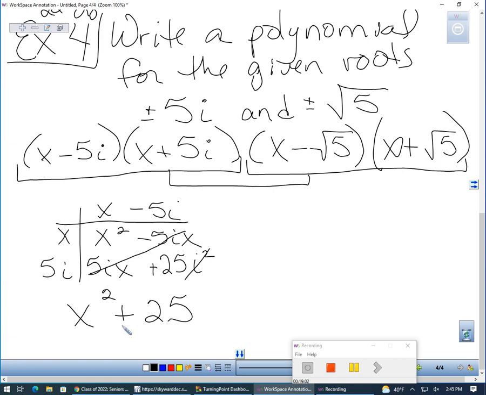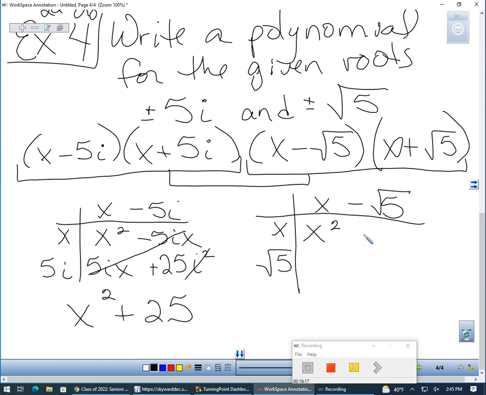Let's do the next one. All right, we have x minus square root 5 times x plus square root 5. X squared, negative x square root 5, positive x square root 5. And what's negative square root 5 times positive square root 5? How about negative 5? Right? Because you have your negative here, and then square root times square root, they cancel. Okay. And again, what do you notice about this diagonal? It cancels. So this one is x squared minus 5.